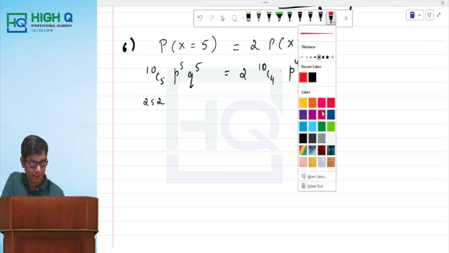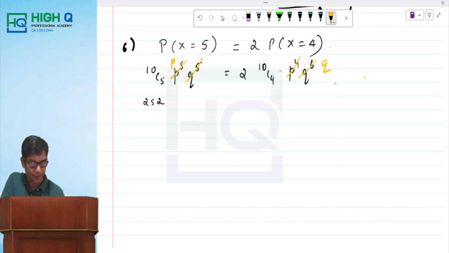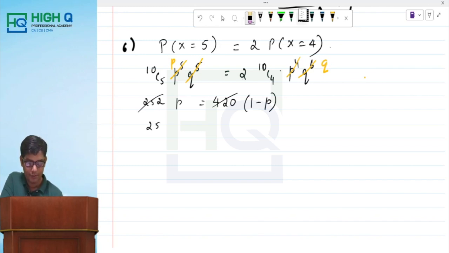10C5 is 252. So 252 P Q. Am I right? Yes. Now, 252 P. 2 into, what is 10C4? 210. 2 times 210 is 420 Q. Am I right, my dear? 420 Q. Can I write that Q as 1 minus P? Say yes or no? So now, 252, can we cancel these two? What is 420 divided by 252?